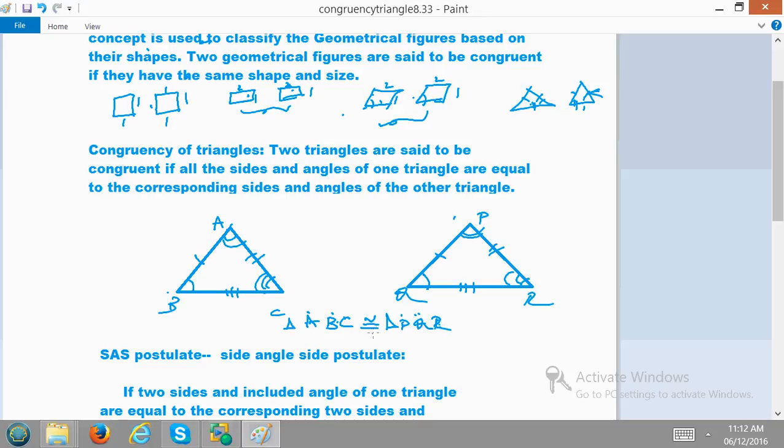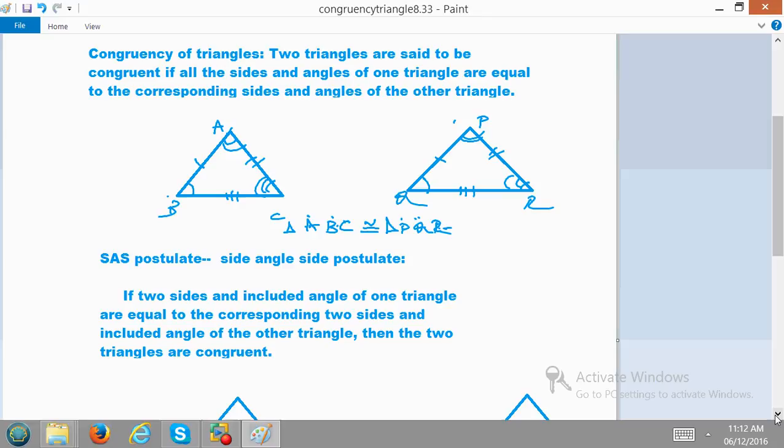Then you say congruent. Two triangles are said to be congruent if all the sides and angles of one triangle are equal to the corresponding sides and angles of another triangle. If we say ABC is congruent to PQR, that means we can simply conclude angle C is equal to angle R, like that, same order. But we say corresponding sides.